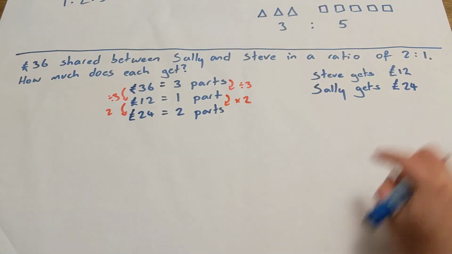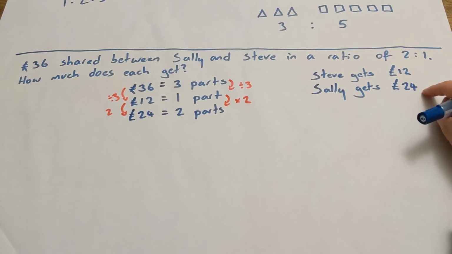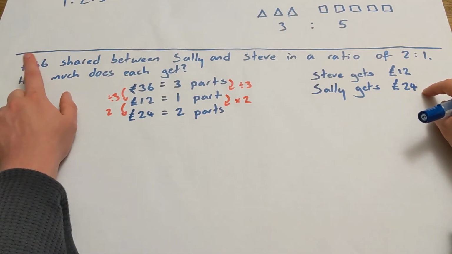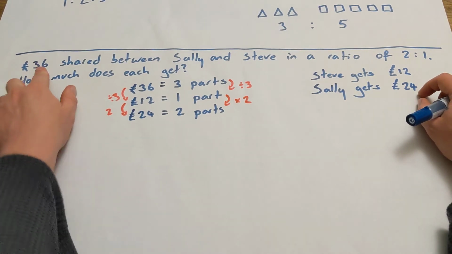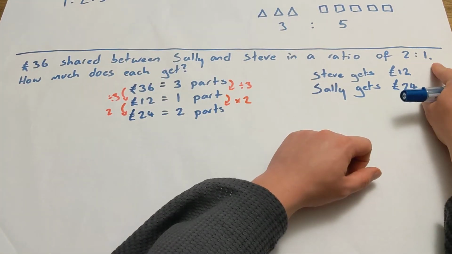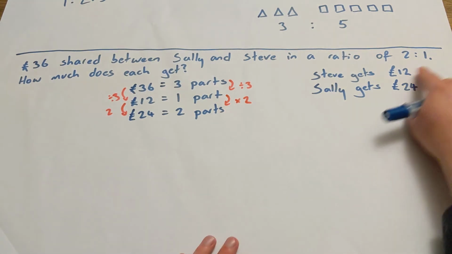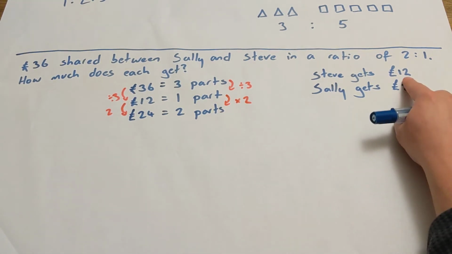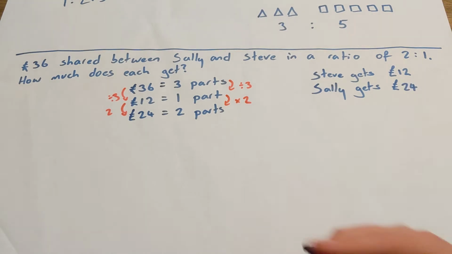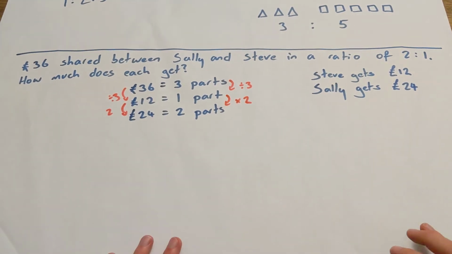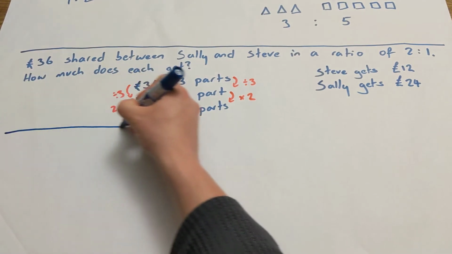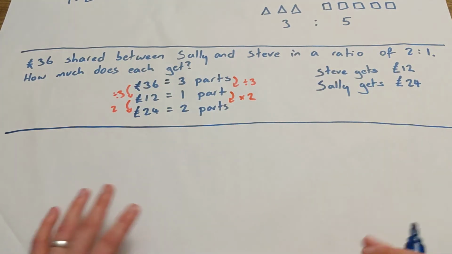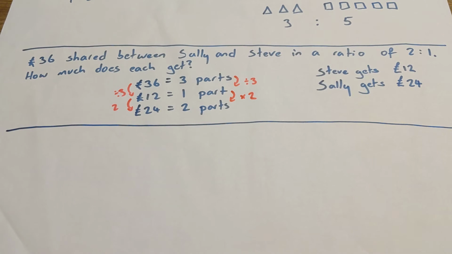Let's just double check we're right. Does the 12 add the 24 add together to make 36? Yeah, it does, so we're right there. So when £36 is shared in a ratio of 2 to 1, that means Sally's getting £24 and Steve is getting £12. And that's how ratio works. That's how we split it up. So I'm just going to pause for a second and write down 2 more questions like this for us to try before we then see if we can do it the other way round.